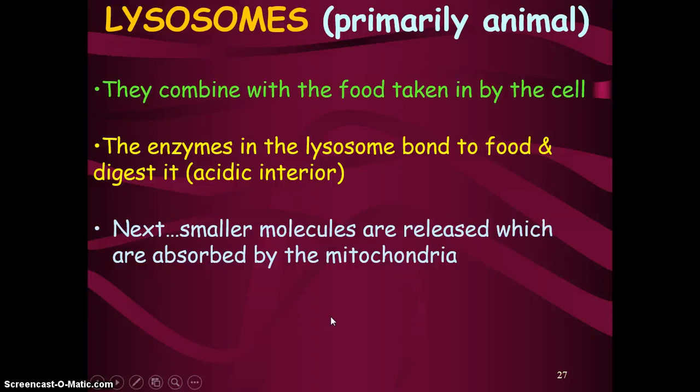Another organelle is called a lysosome, and these are primarily in animal cells, and we're going to find they're very important when it comes to human anatomy, especially when we look at infection-fighting cells. They combine with the food taken in by the cell, and the enzymes in the lysosomes bond to the food and digest it, so it has an acidic interior. And then smaller molecules are released, which are absorbed by the mitochondria.